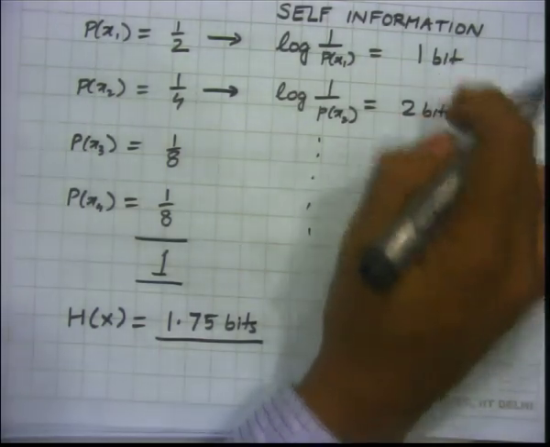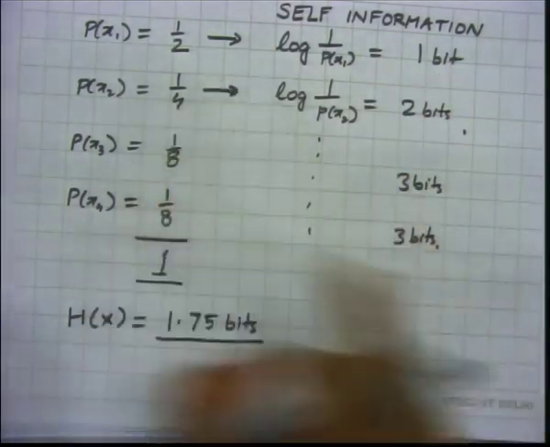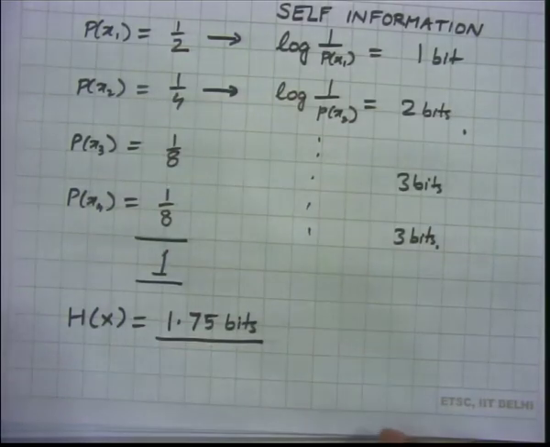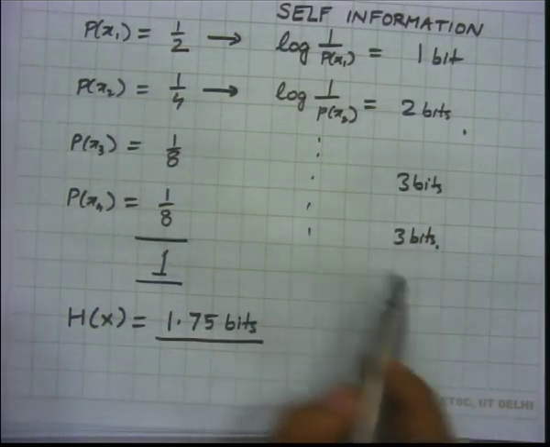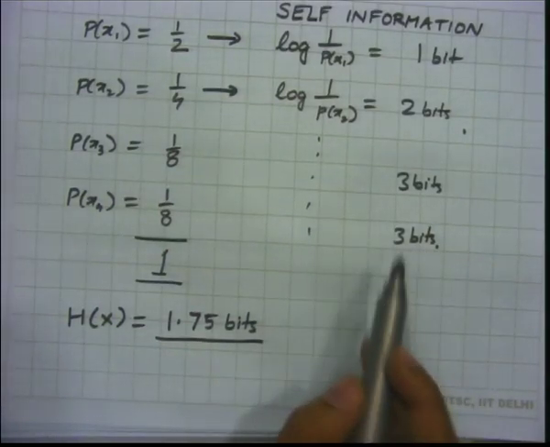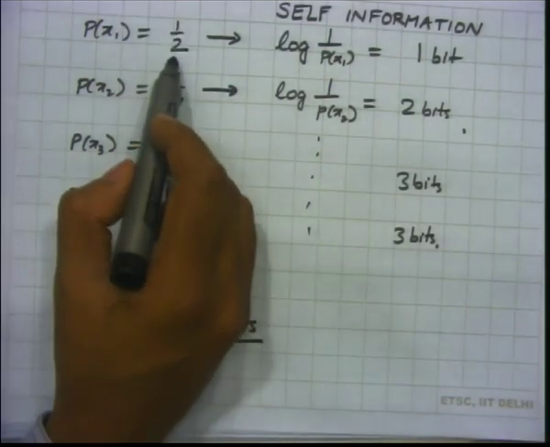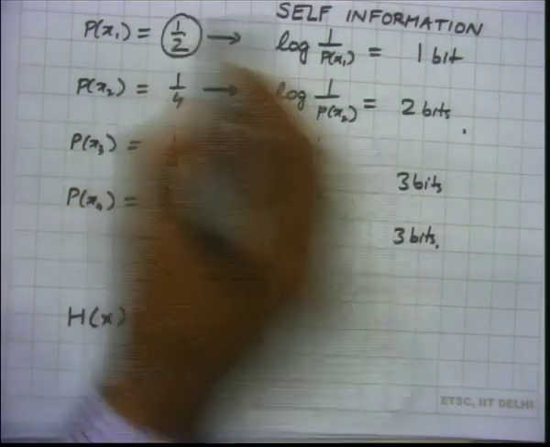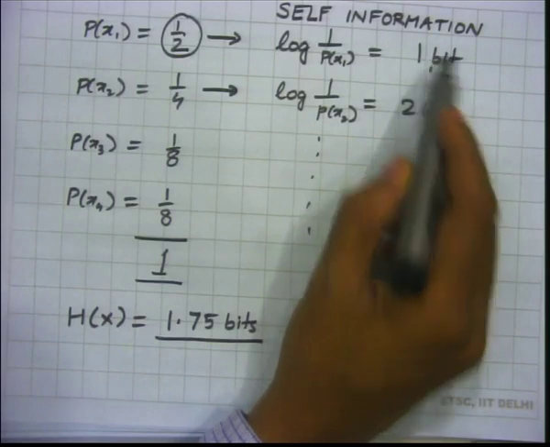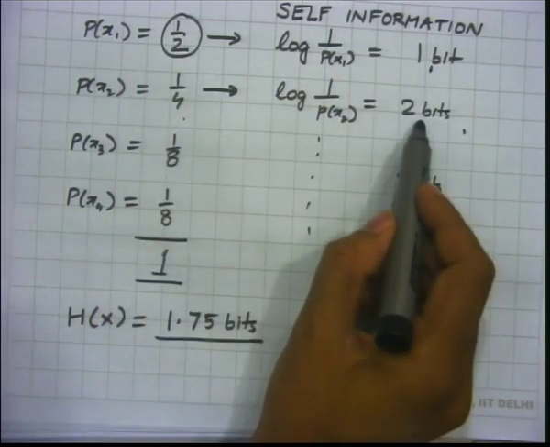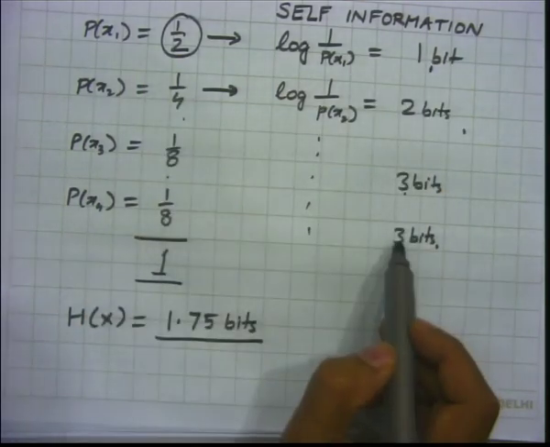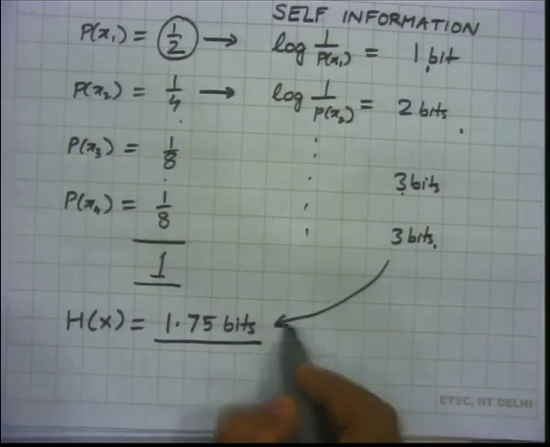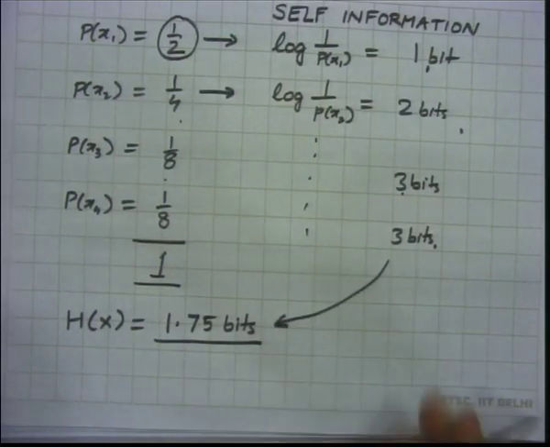This is the information contained in these occurrences, but they do not occur with equal probabilities. They occur with 1 by 2, 1 by 4, and so on. So, if you multiply 1 by 2 into this plus 1 by 4 into this, 1 by 8 into this, 1 by 8 into this, you get exactly this quantity.